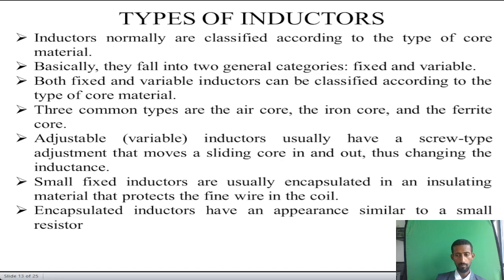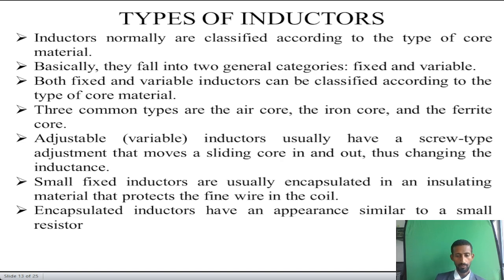There are three common types. The first one is that we may use air as a core material. That means nothing, only air will fill the inside of the core. And the other ones, we may use iron, and we may use a ferrite core.